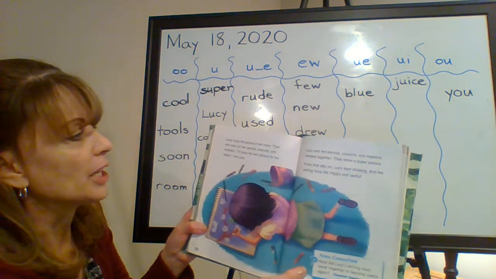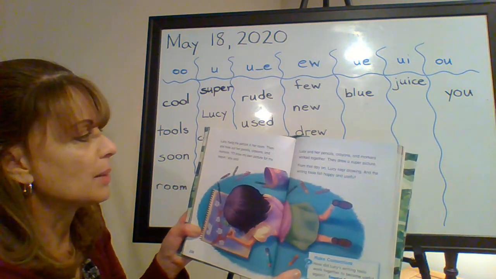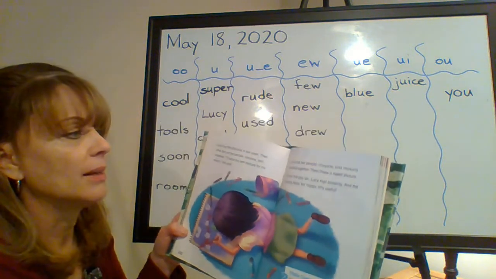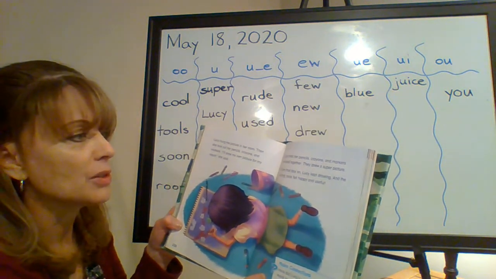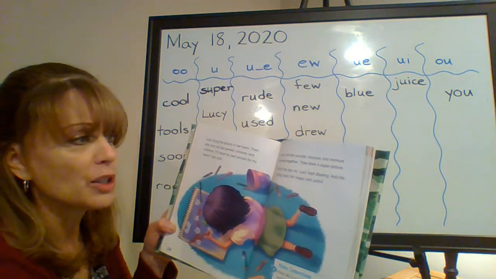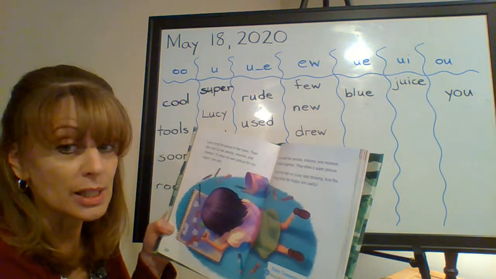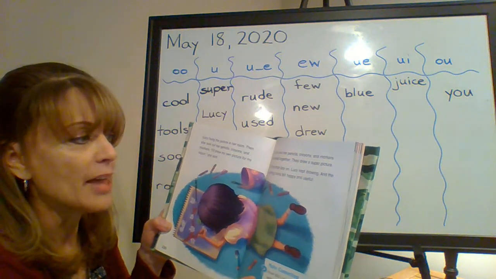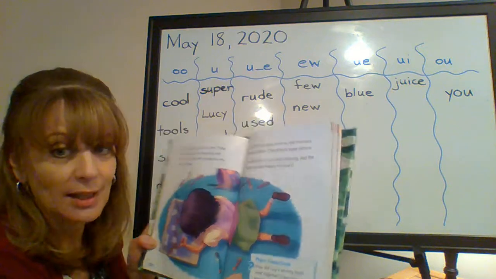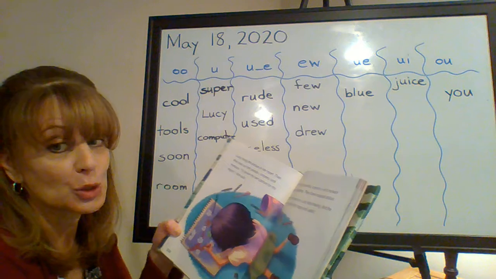Lucy hung the picture in her room. Then she took out her pencils, crayons, and markers. "I'll draw my own picture for my report," she said. Lucy and her pencils, crayons, and markers worked together. They drew a super picture. From that day on, Lucy kept drawing, and the writing tools felt happy and useful. What a great ending to that story.